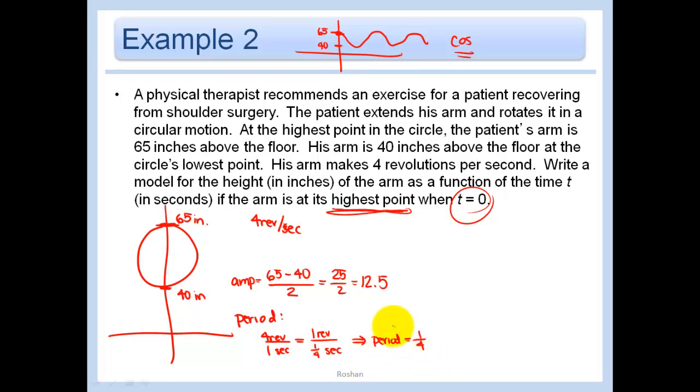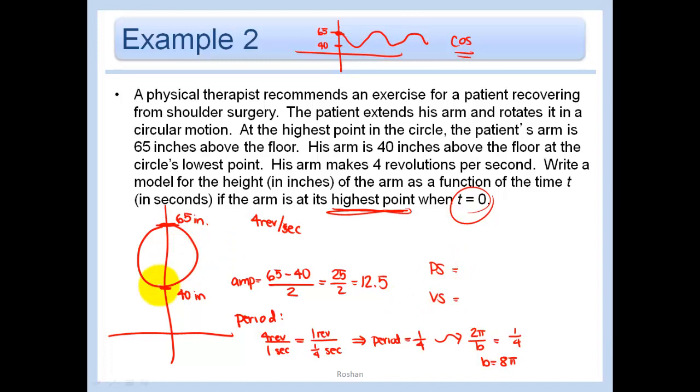1/4 a second. All right, so now let's figure out what B is. We know that 2 pi over b is equal to the period, which is 1/4. And so we have b equals 8 pi. Okay, so we're going to use that information. We're going to use the amplitude. What else do we need? We need a phase shift and we need a vertical shift.